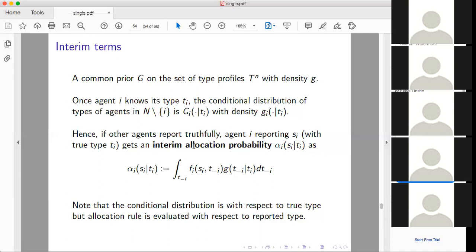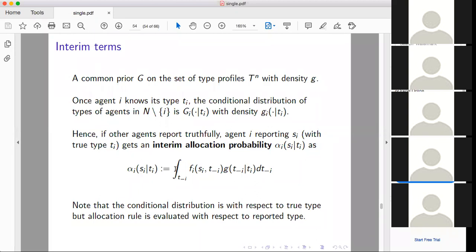Okay, so here is the first expression. If you understand this, everything will be clear. Suppose I am agent i and my true type is Ti, and I'm contemplating whether I should report some type Si to the mechanism. Remember, it's a direct revelation mechanism, so the only message that you can send to the game is basically a type. The message space is your type space. So what is the interim allocation probability of agent i, whose true type is Ti, and who is deciding to report Si?